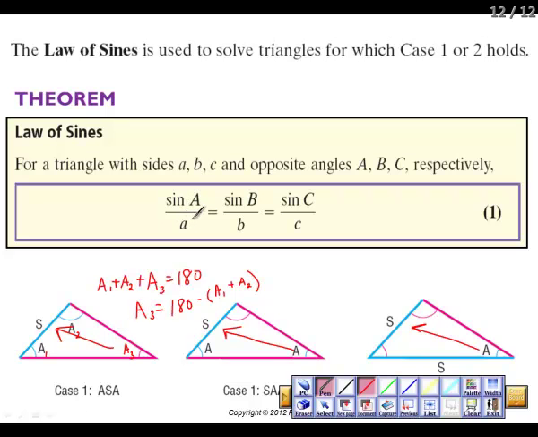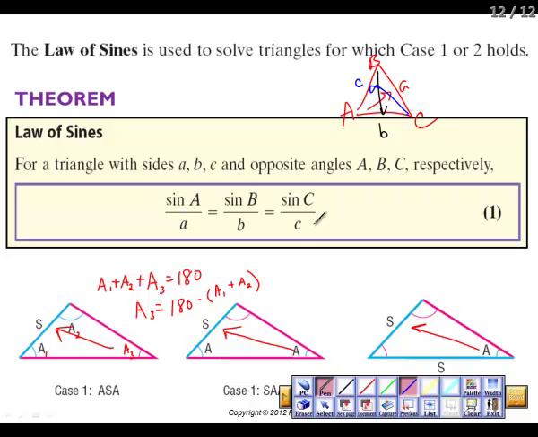So the formula for the law of sines is sine of angle A over its opposite side A. If we're looking at a triangle with side A, angle B and angle C, that would be angle A and its opposite side, side A. And here is sine of angle B over its opposite side of length B. And then the third one is sine of angle C over its opposite side of length C.